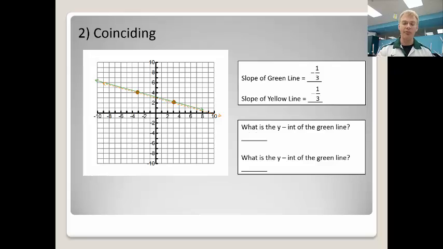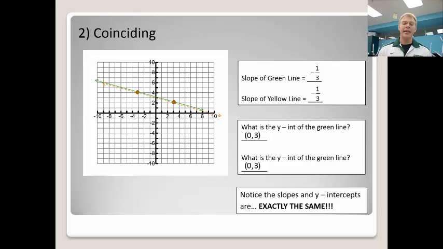All right. Hopefully, you recognize that not only are the slopes exactly the same, but the y-intercepts are exactly the same. Right? So we can see here that if our solutions are going to coincide, the slope and the y-intercept of our equations have to be exactly the same. Now, why is this important?